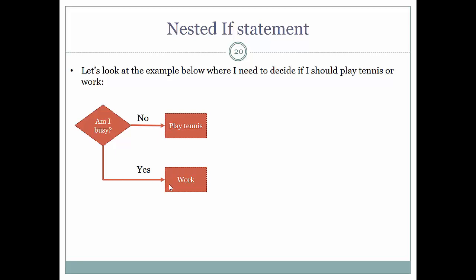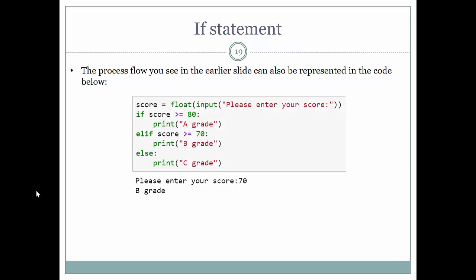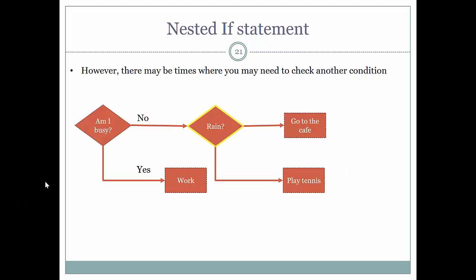But what if, even if I'm not busy, there is another condition to check? For example, even if I'm not busy, I need to check whether it is raining. So potentially, our flowchart could look something like this.